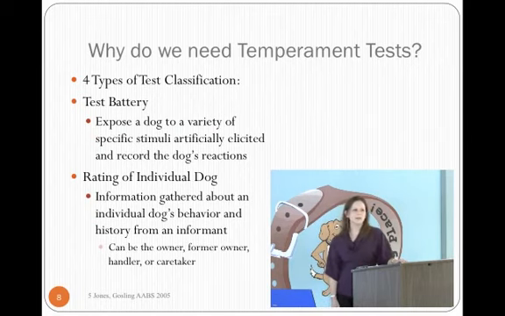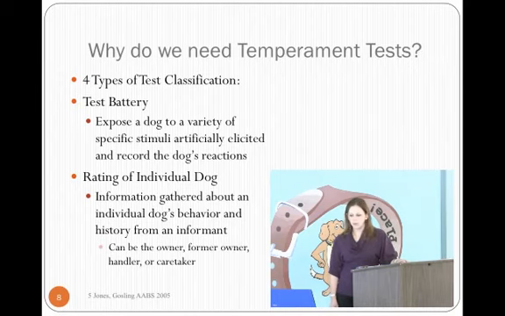And when we're looking at the tests that are available, they've tried to classify them into 4 different types of tests. And so we have your traditional test batteries, which most of you are going to be most familiar with, where we actually take a pet and expose it to a variety of different specific stimuli that we actually create artificially, and then we record that dog's reactions in that situation.